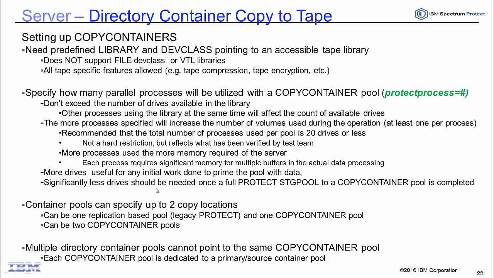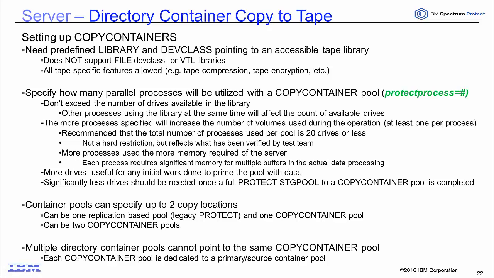When we set up these container copy pools, you can now send a copy to be replicated to another Spectrum Protect server and a copy out to the copy containers. So in all, you can have 2 copies of your directory containers. Multiple directory container pools cannot point to the same copy container pool. So each copy container pool is dedicated to a primary container pool.